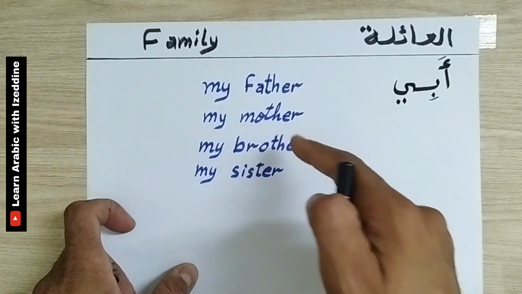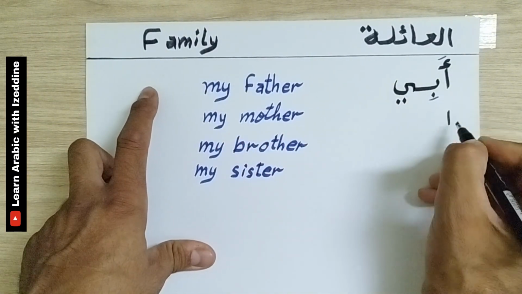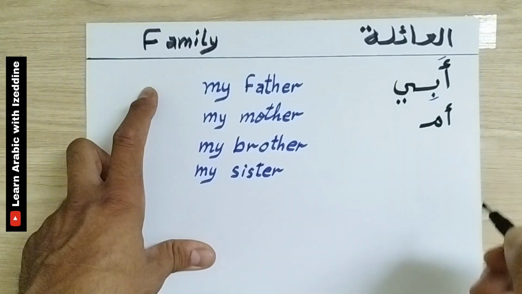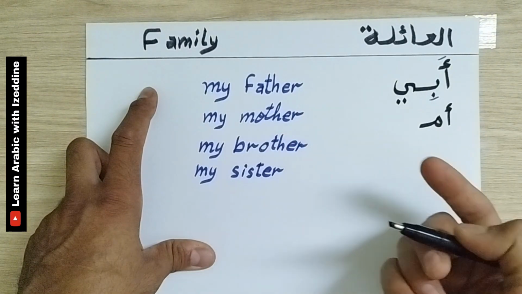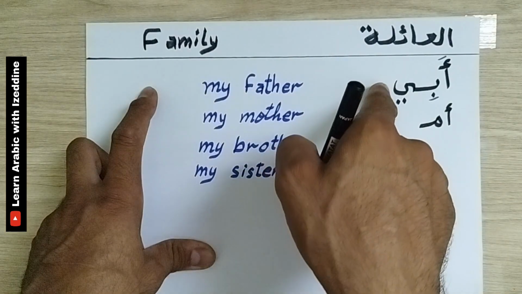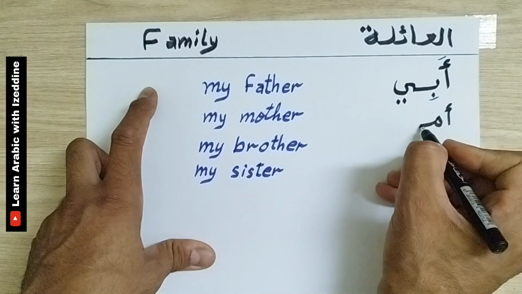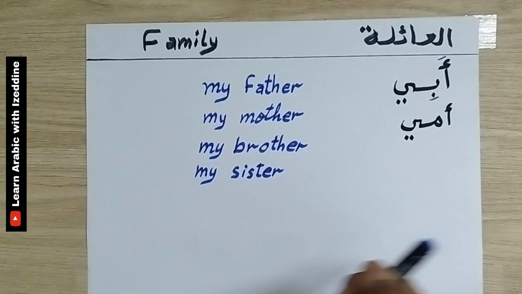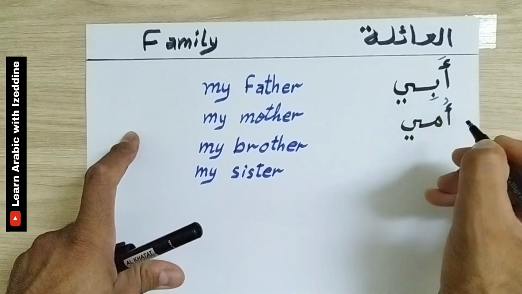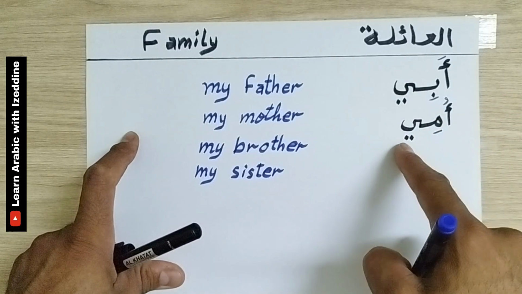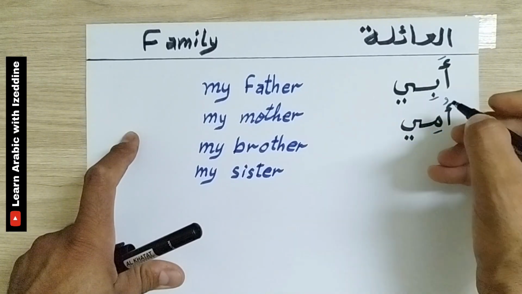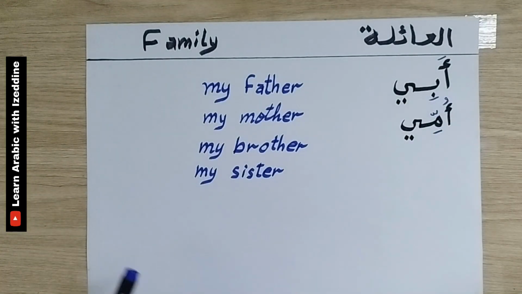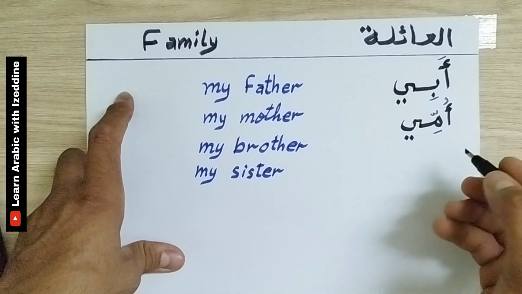Good. How to say my mother? So mother, of course, is um, as most of you know already. But my mother, now you know the rule, of course, we use the ya here. Ummi. We put the vowels, the harakat. This is ummi. We need now a shadda to show a stress on the mim. Ummi. Yes.